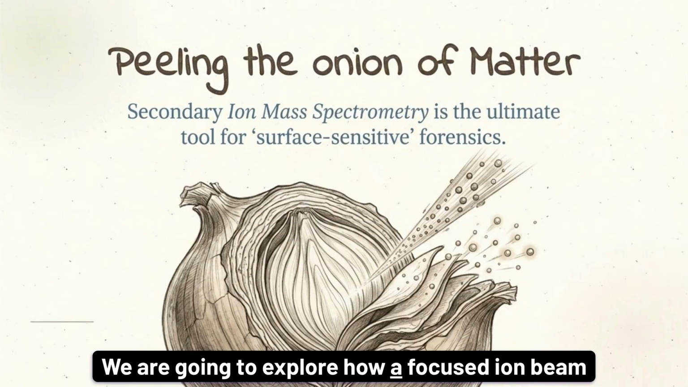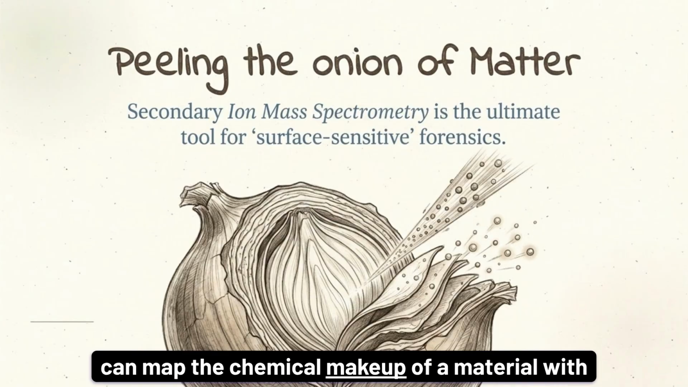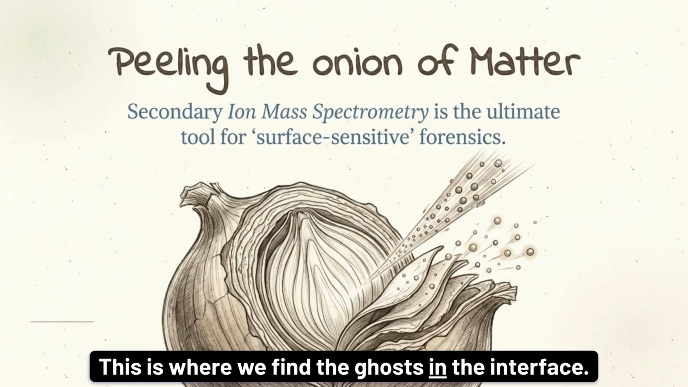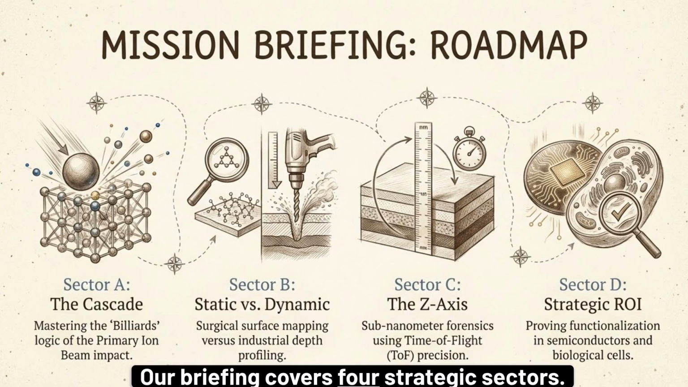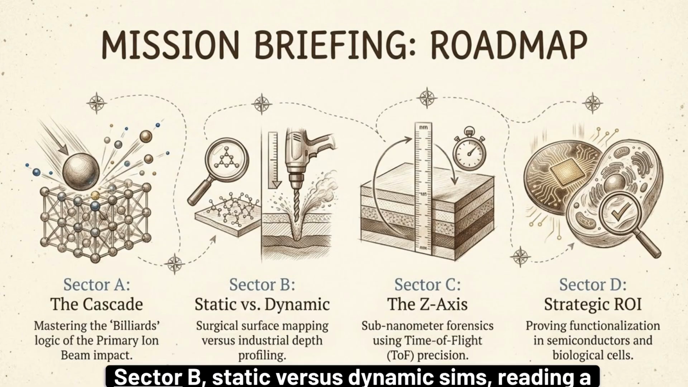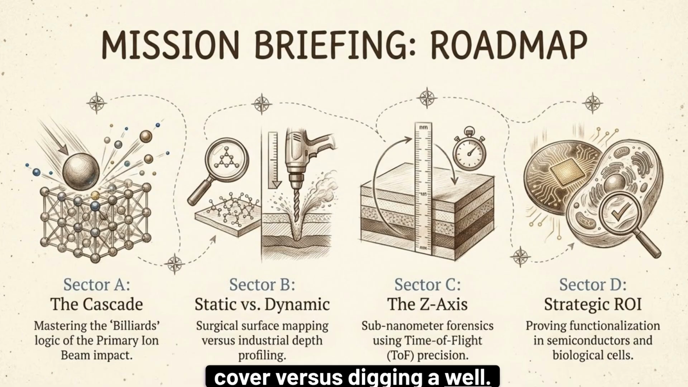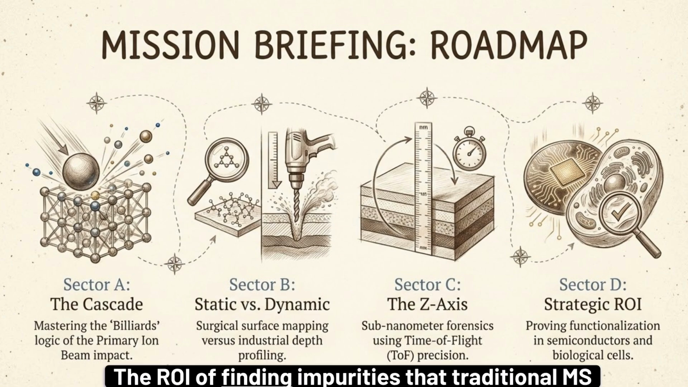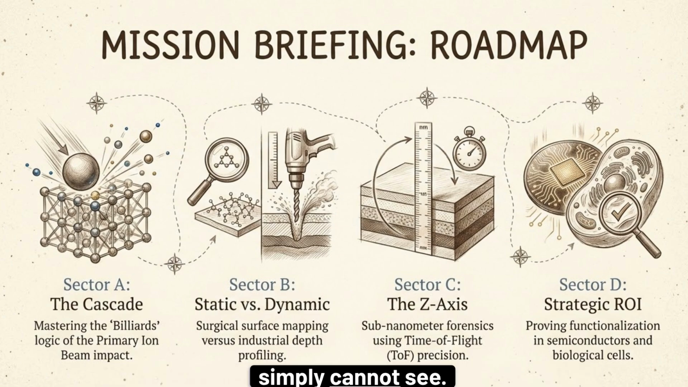We are going to explore how a focused ion beam can map the chemical makeup of a material with sub-nanometer resolution. This is where we find the ghosts in the interface. Our briefing covers 4 strategic sectors. Sector A, the collision cascade. Sector B, static versus dynamic SIMS, reading a cover versus digging a well. Sector C, sub-nanometer forensics, why the Z-axis is your secret weapon. And Sector D, strategic imaging, the ROI of finding impurities that traditional MS simply cannot see.